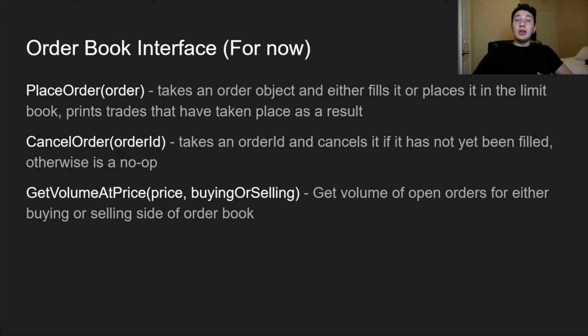And then finally, we also want to be able to get the volume at a price point for a given side of the trade. So let's say I want to see, all right, how many people are currently selling the stock Apple for $50? Or not how many people, but rather how many shares are being sold at the price of $50. We could then go ahead and easily get this by calling our get volume at price method.